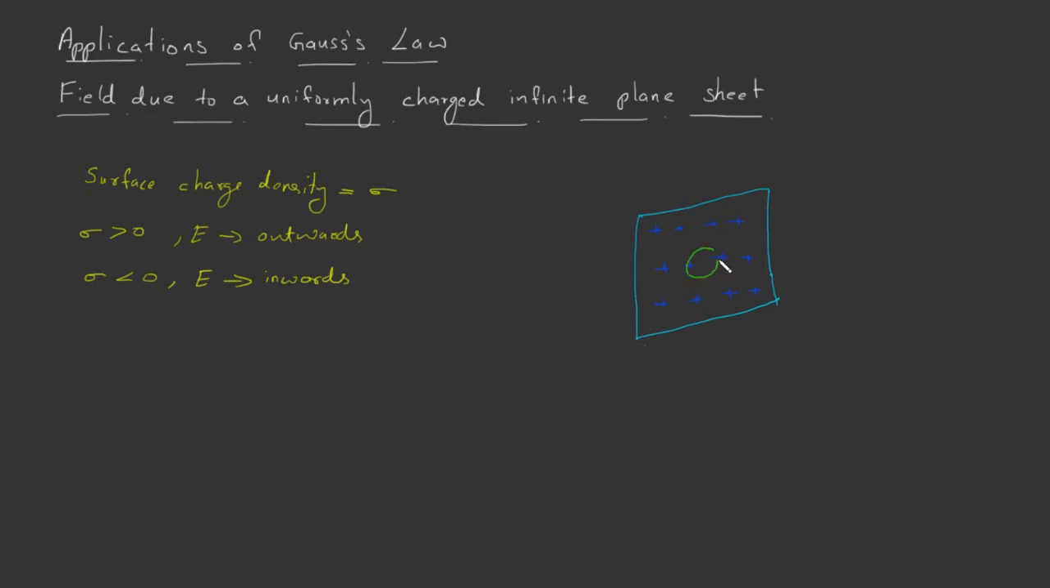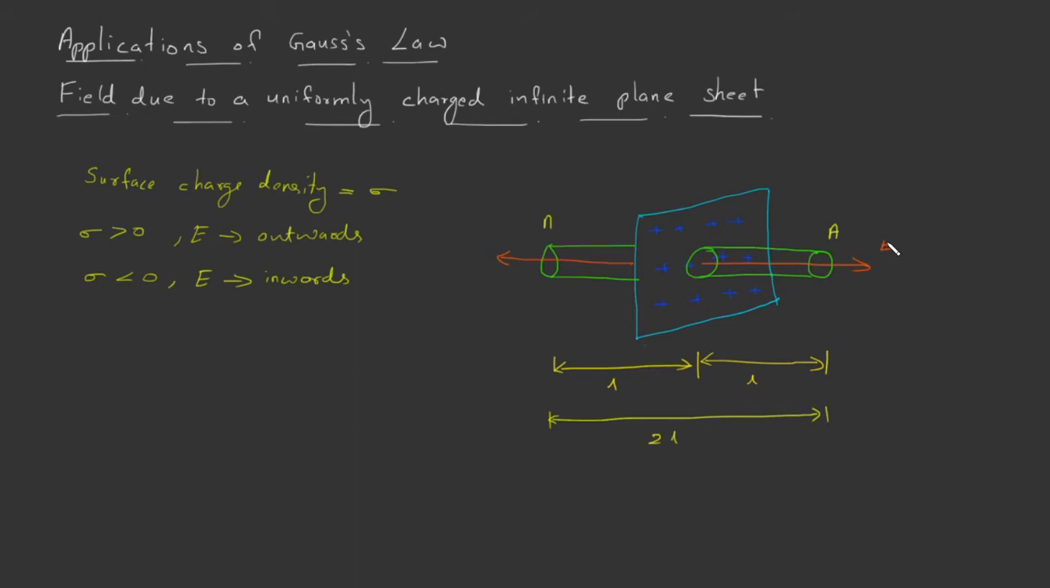To find the electric field due to this uniformly charged infinite plane sheet, consider a cylindrical Gaussian surface with a radius r and length 2L like this, so that this length is L and this length is L. So the length of this cylindrical Gaussian surface is 2L, and the area of the cross section at the end points we can take as A. We also know the electric field due to this plane sheet is normal to the surface and it is outward, as we consider the charge is positive.